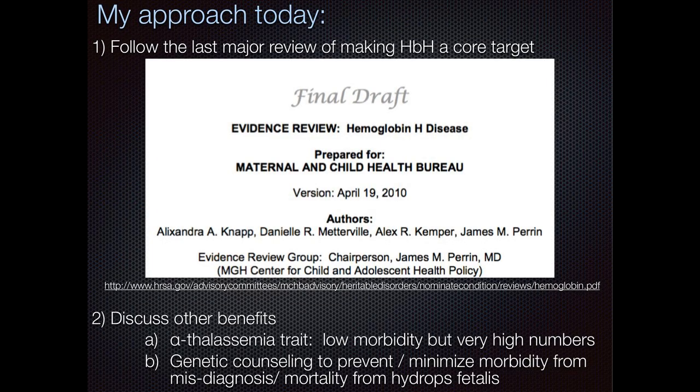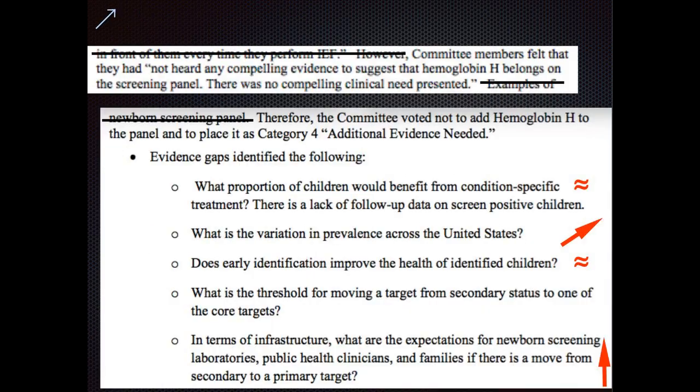So my approach today is to start by reviewing the last major review of looking at hemoglobin H as a core target for newborn screening. This was done in 2010, and this is the front page from the report, and it's available on the link below. And then to discuss other benefits of newborn screening, in terms of its effect on alpha thalassemia trait, and then genetic counseling.